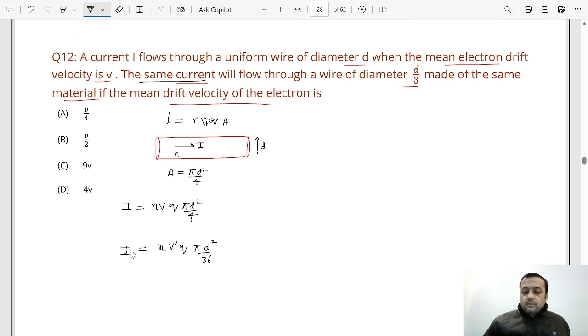Okay, so now we can equate the currents. You can see that both these values should be equal, so n and n will get cancelled, q and q will get cancelled, pi d square gets cancelled, so v by 4 will be equal to v dash by 36. That means v dash is how much? 9v. Option C is the correct answer. All right.